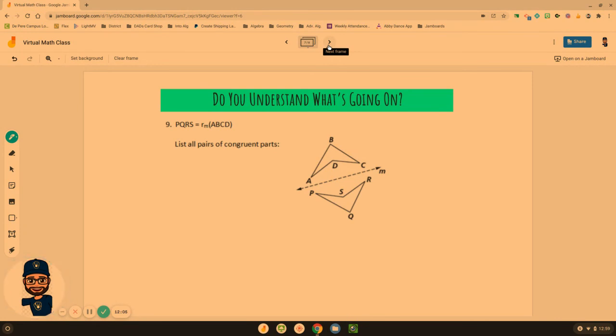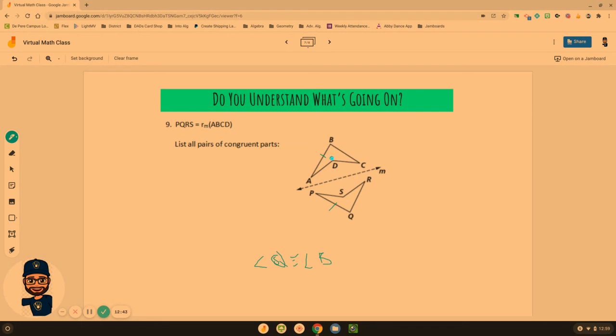All right, so you should be able to, in your packet, answer question 9. List all pairs of congruent parts. If PQRS is a reflection, right? This is a reflection, meaning they are congruent. The 2 arrow tips, if you want to call them that, right? So Q and B, angle Q is congruent to angle B. That might be one of them. Angle C and R, A and P, and so on. Or that I can say this side over here is congruent to that side over here.